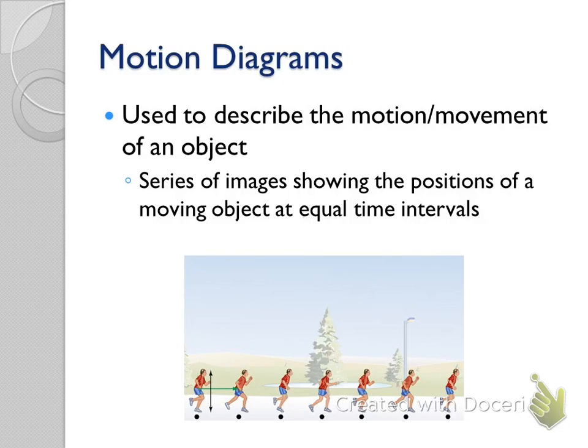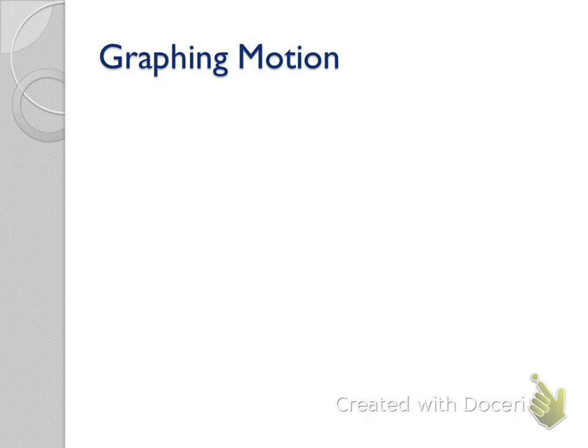Okay, does that make sense? If we saw the person here, and then here after 1 second, and then here after 1 second, that means they're speeding up, right? They're getting faster. So that's what a motion diagram can tell us: is the person moving at a constant rate? Are they speeding up? Are they slowing down? All that kind of stuff.